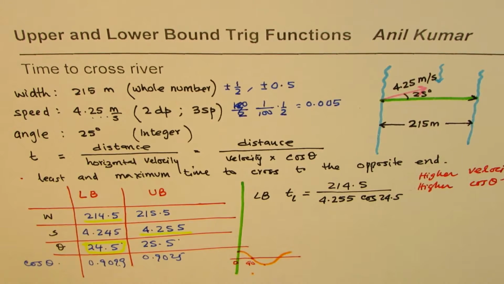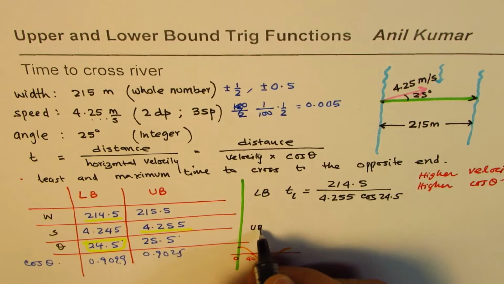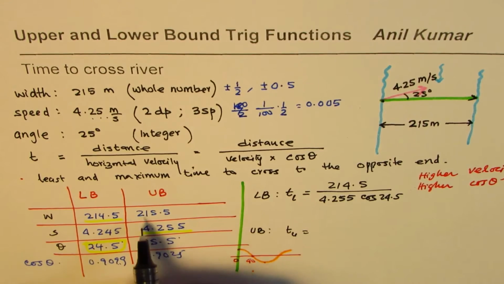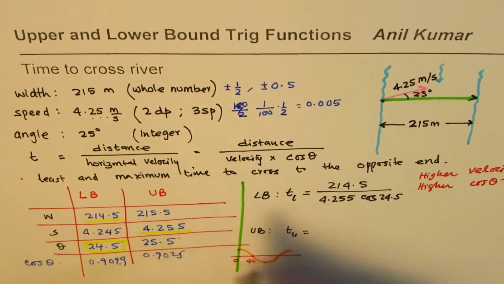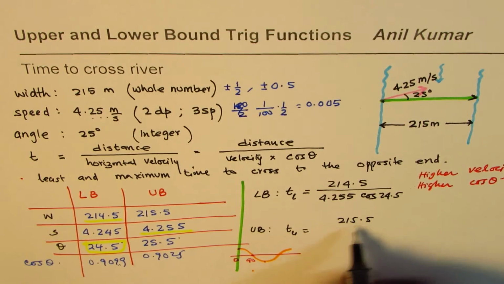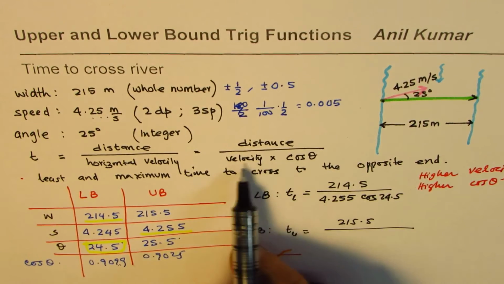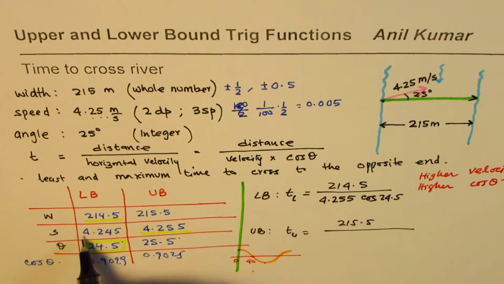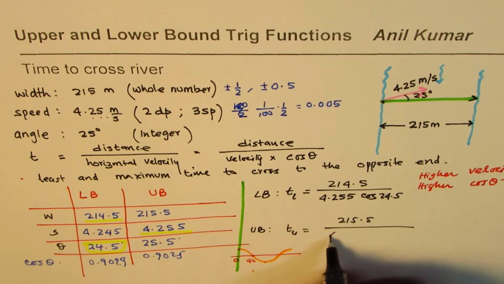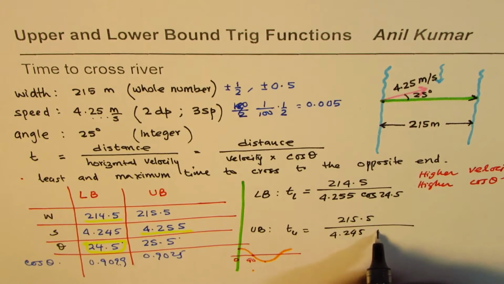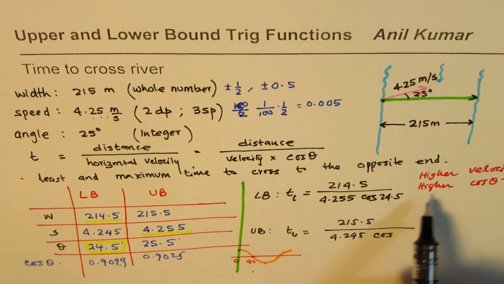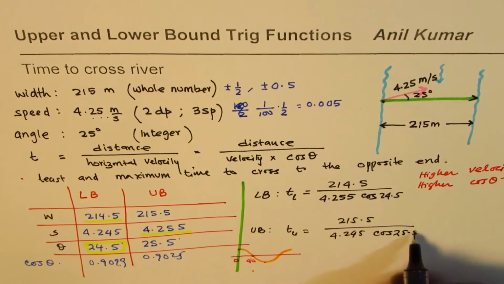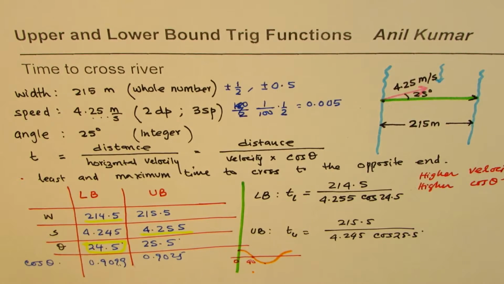Is it okay? Now to find the upper bound, we'll calculate later the value for the time, let's say maximum time. Of course, numerator should be high, so we'll take 215.5 divided by, this should be low, right? So lower velocity, so that we get high time, lower velocity or speed is 4.245. For cosine, we again want a low value, so that means higher angle, right? So 25.5. I hope this concept is clear to you, correct?